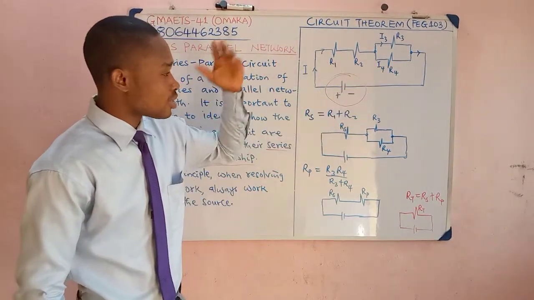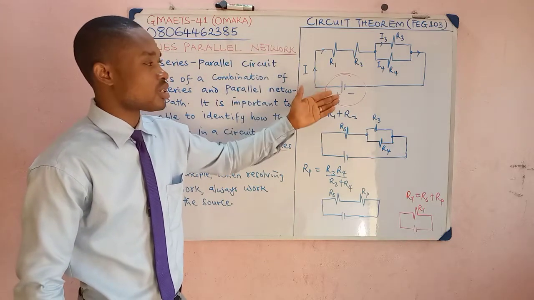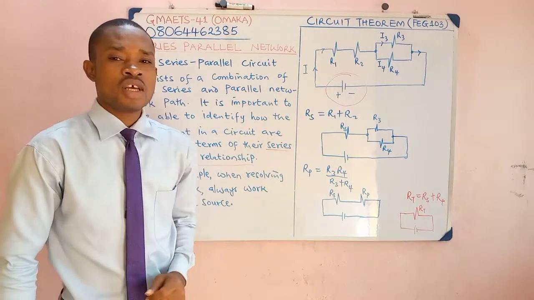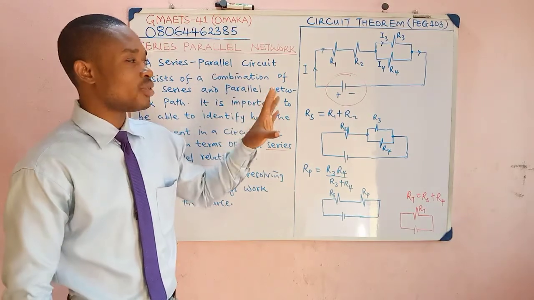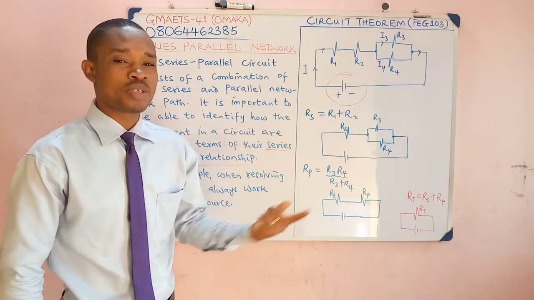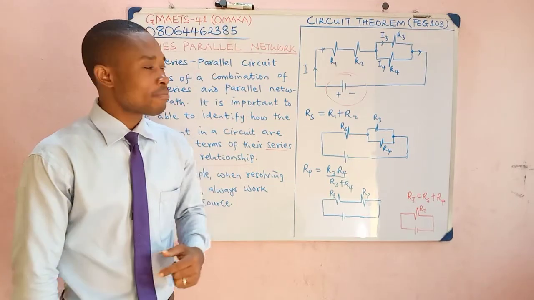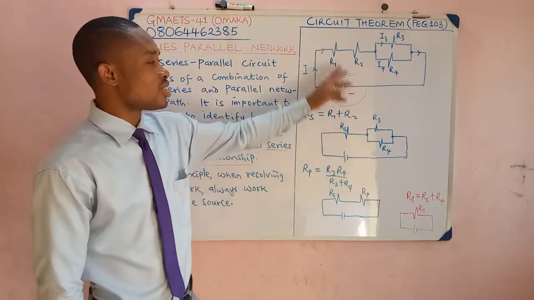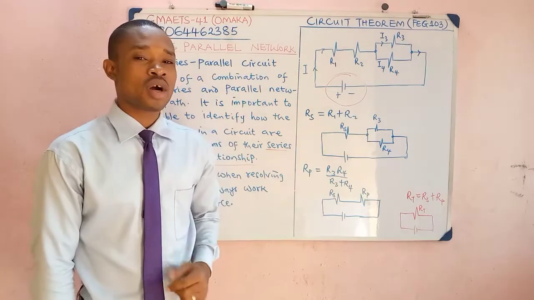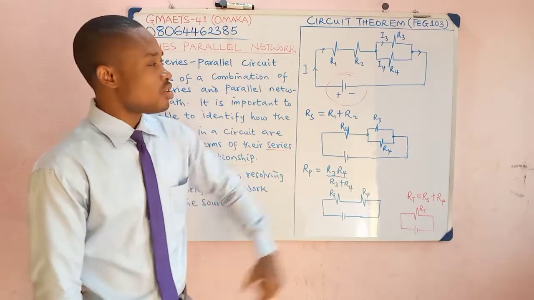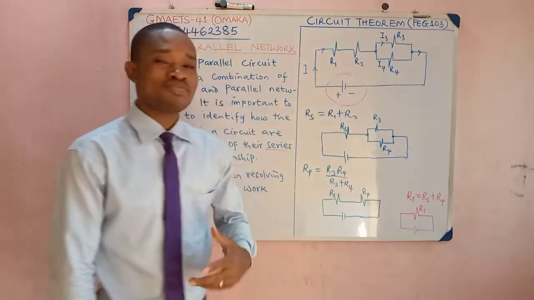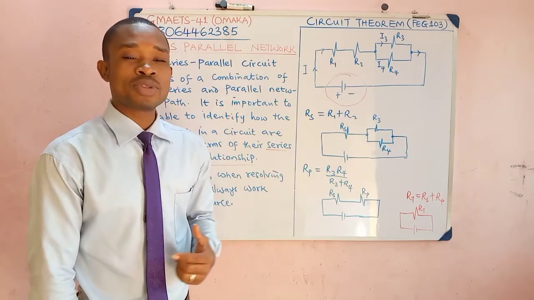Now you notice that some of the resistors are connected in series, others are connected in parallel. So I'm going to check the relationship between these and then resolve them in order to obtain the total or effective resistance. How do we do that? Looking at this, you notice that R1 and R2 are in series. And then you notice that R3 and R4 are parallel. How are we able to identify that?